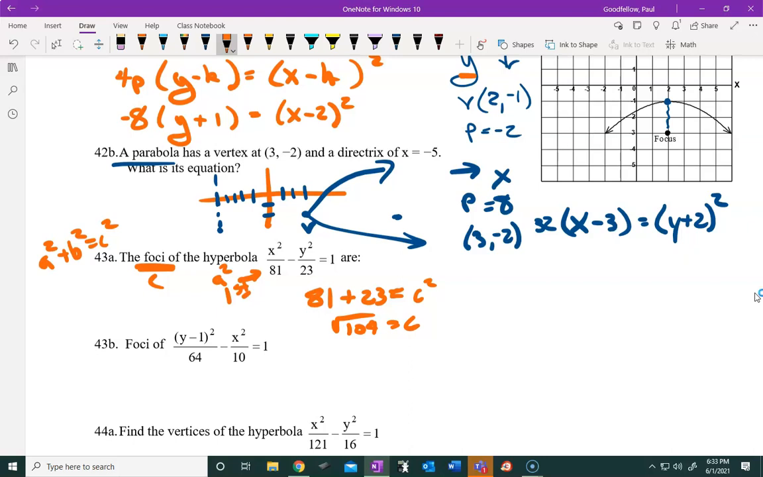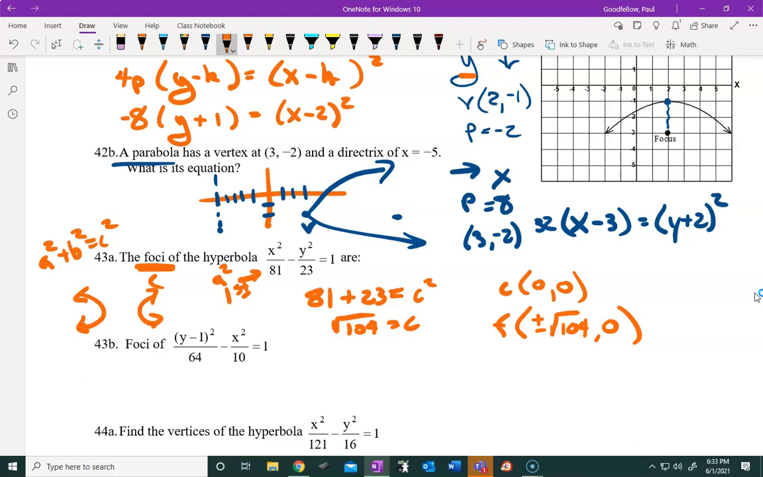Now, the question is, where should I add them onto? The center is at 0, 0. And since this hyperbola goes in a left-right combination, I should add it to the x part, which would mean that the foci are plus or minus the square root of 104, 0. That's where they're at, adding them to the x because they go in the same direction as the hyperbola.